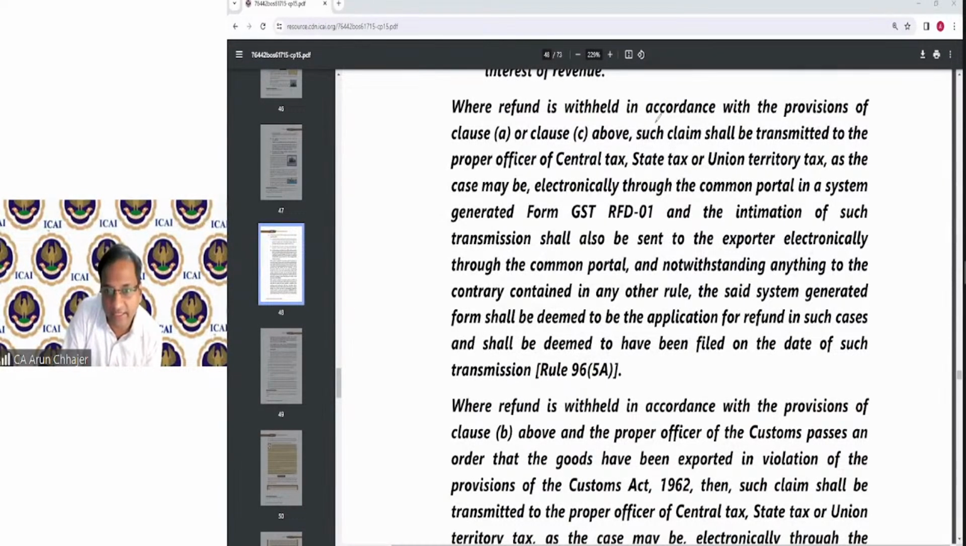Where refund is withheld in accordance with the provision of clause A or clause C, such claim shall be transmitted to the proper officer of CGST/UTGST, as the case may be, electronically through the common portal in a system generated RFD-01, and the intimation of such transmission shall also be sent to the exporter electronically through the common portal, and notwithstanding anything to the contrary contained in any other rule, the system generated form shall be deemed to be the application for refund in such case and shall be deemed to have been filed on the date of such transmission. जिस दिन डेटा जाता है, ट्रांसमिट होता है, that date will be the date of refund application.